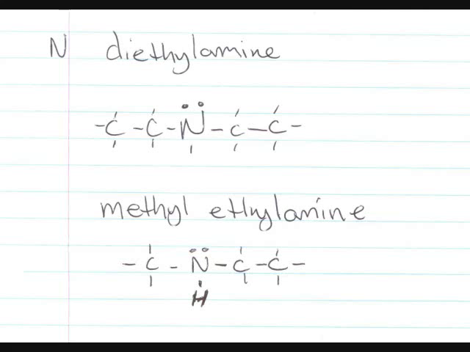The amine tells you there's a nitrogen. Diethyl tells you what's on either side. Now you could have methylethylamine. So if we had something like methylethylamine, that means nitrogen's in the middle. On one side, I've got a methyl group. On the other side, I've got the ethyl group. Still going to have this.